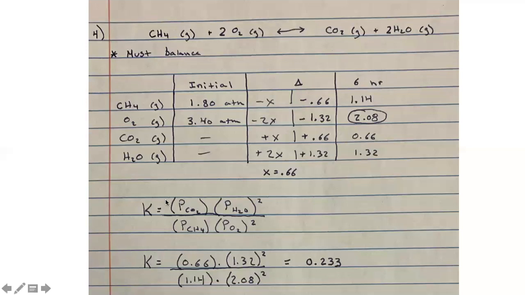Okay, so from here I calculate the equilibrium constant. So I do the pressure of my products raised to their respective coefficients. So the pressure of water needs to be squared, divided by my pressure of reactants. And again, the pressure of oxygen needs to be squared. When I plug in these data points from hour 6, I get that my equilibrium constant is 0.233, which was answer A.